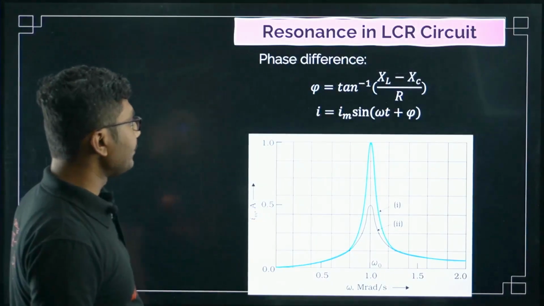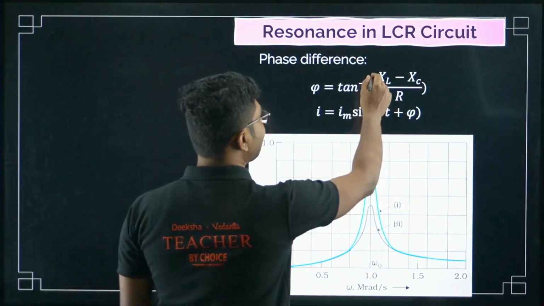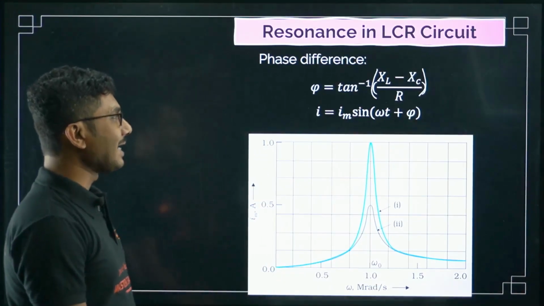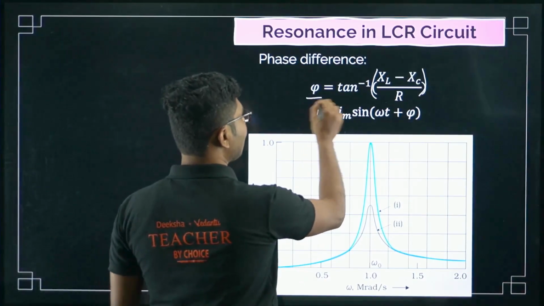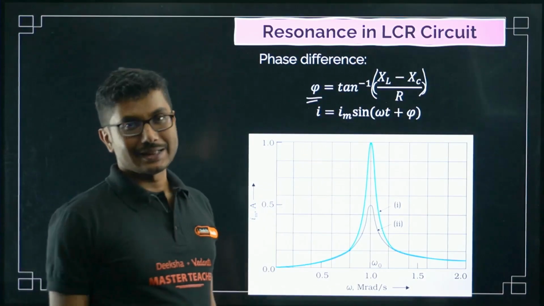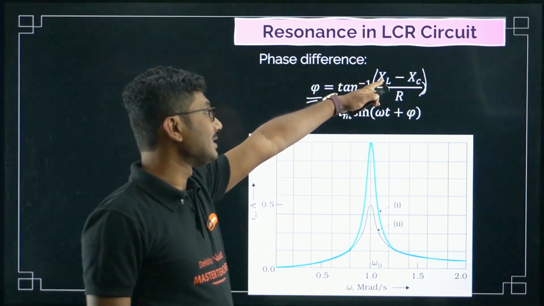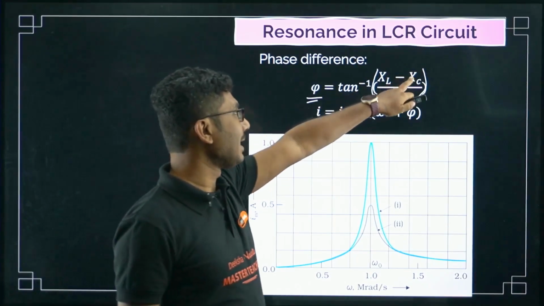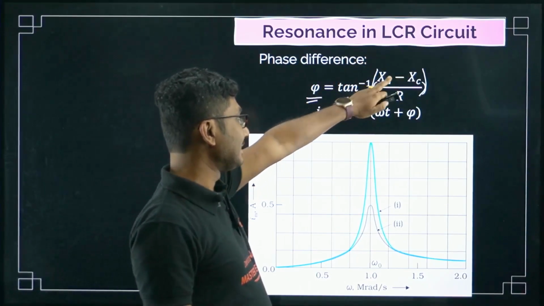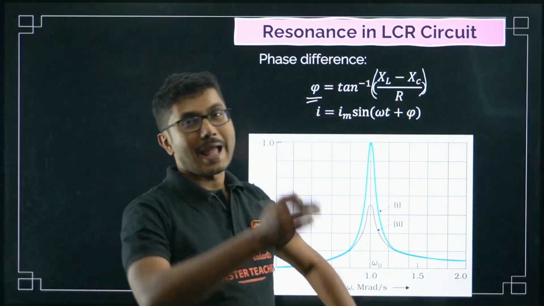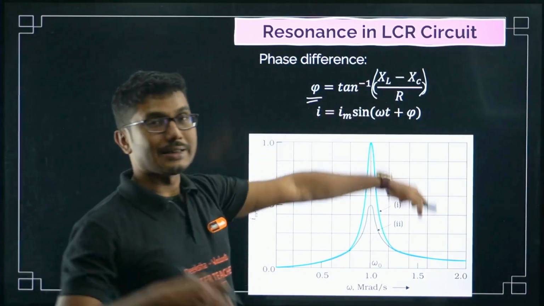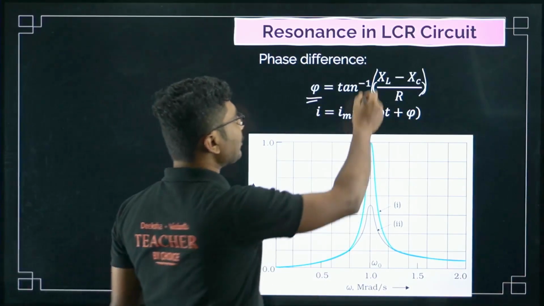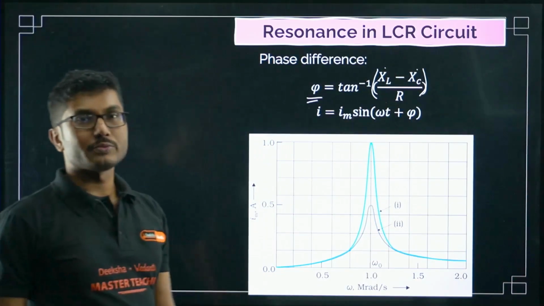Now I said I will give you the formula for phase difference. The phase difference phi is given by tan phi equals XL minus XC by R. In case of a normal LR circuit, the phase difference is given by XL by R. In case of a normal CR circuit, it is XC by R. There is a negative sign, but you can ignore the negative sign for that angle. So you can put either XL equals 0 or XC equals 0 to calculate the corresponding phase.